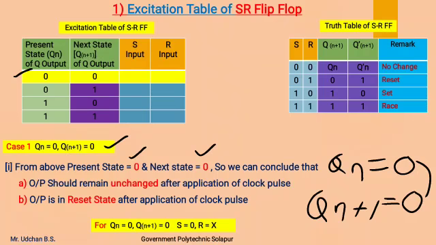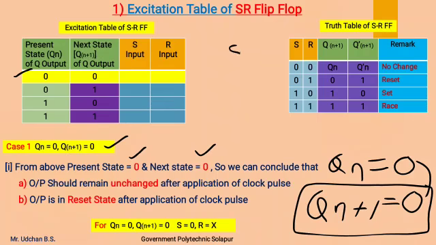Or else we can say that as Qn plus 1, that is next state, is 0, the output is in reset state. These two conclusions can be made from the present state and next state of the output. So for both these possibilities, we are going to find the value of S and R. I will write the value of S and R with respect to the two conclusions.